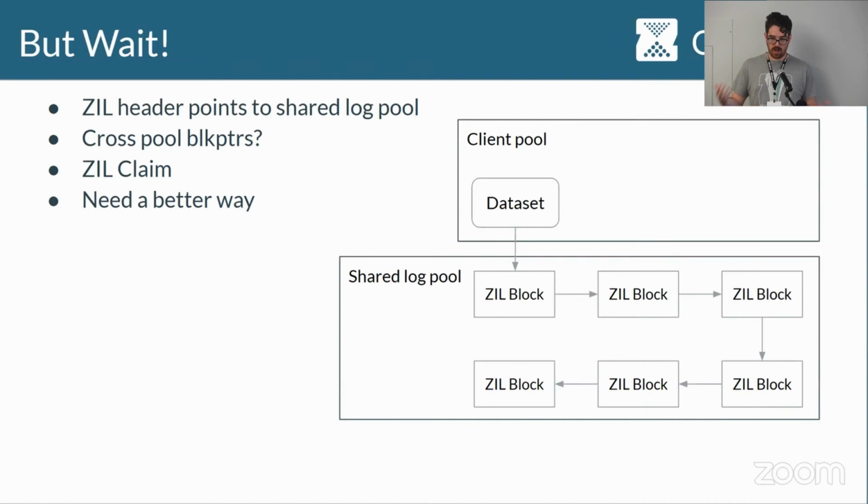And then another really big issue is the ZIL claim process that I talked about. When you import the shared log pool, which has to happen before you import the client pools, how does it know where all the ZIL chains are? Because we may not have been able to persist the allocations onto disk. We may not know where that data is stored. So how do we do ZIL claim? How do we find all of these blocks so that we can actually reliably start doing new allocations without trampling on this important data? So we need some sort of solution to solve these problems.